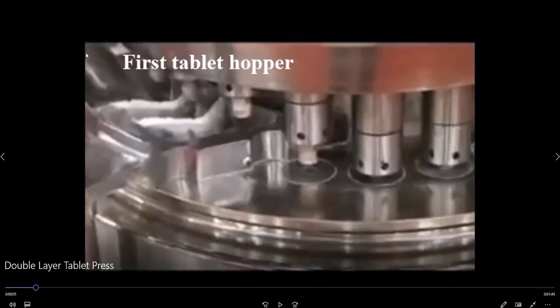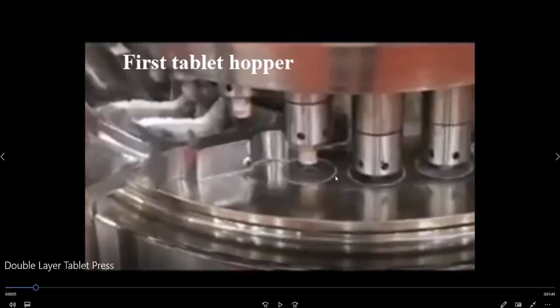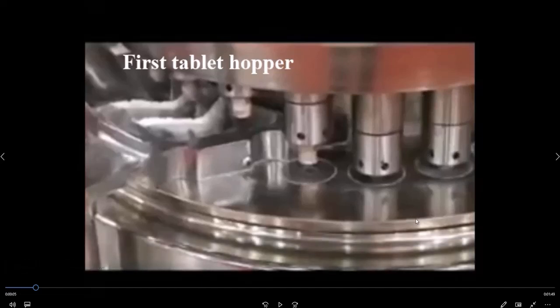Okay, so let's talk about this one. This is the first hopper shoe. It will feed the die cavity and then it will be compressed at this stage, as you see here. Then the upper punches will go up, all of them. Then the die cavities will rotate to the next hopper. There it will be filled again, and after filling, it will be compressed again. So how many compressions will we have here? We will have two compressions.